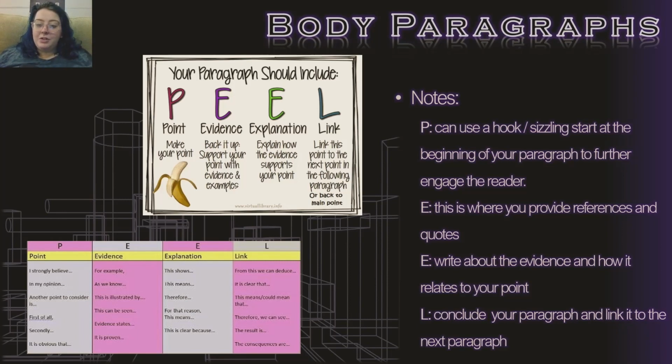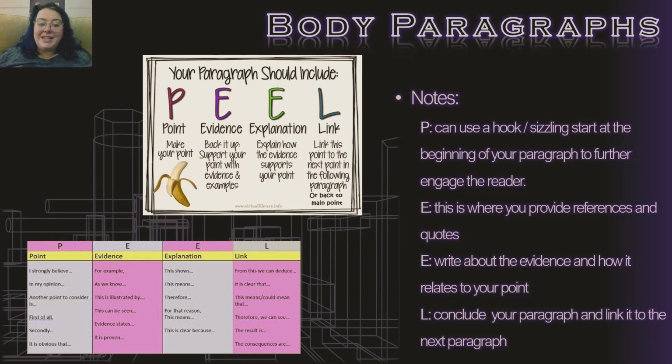Your paragraph should include PEEL. I'm sure you've heard of PEEL before, but if not, we're going to go through it today as well. So PEEL is basically what we're going to use to structure your paragraphs. Your very first sentence in your body paragraphs is going to be the P, which is the point. Make your point. It says here, P, can use a hook or sizzling start at the beginning of your paragraph to further engage the reader. If you look on the bottom here, there's a couple little starters you could use, like first few words for your point sentence. So this is where you're going to list one of your 3 reasons as to why you're giving the point you're giving.